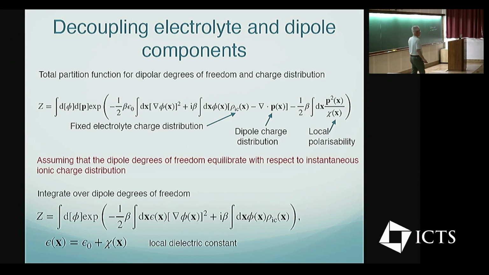So basically what you assume is that you can integrate over the dipole degrees of freedom. They equilibrate instantaneously for a given charge distribution, okay? And so when you do this, you integrate over the dipole, you can see this term here squares, you can take a gradient here, and it gives you an effective dielectric constant, which is equal to the dielectric constant of the vacuum plus the polarizability field. So this gives you a local dielectric constant.